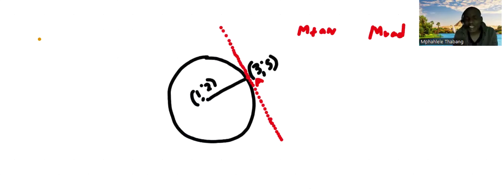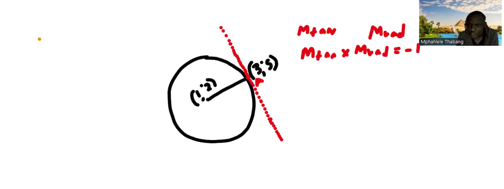M of a radius is going to be very helpful. I know that the gradient of a radius times the gradient of a tangent is -1. M of tan times M of a radius is -1. Why? Tangent is perpendicular to the radius. That's why the gradient of a tangent times the gradient of a radius should give us -1. Perpendicular lines, when you multiply their gradients, must give you -1. We say the product of the gradients of perpendicular lines is -1.